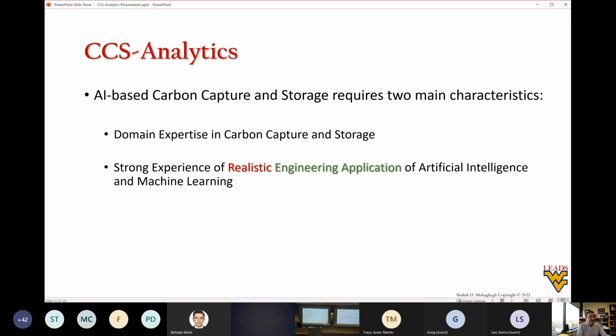To me, right now, the engineering application of AI in the petroleum engineering, unfortunately, is very poor. I have a whole complete presentation on this. If you're interested, I'll go into a lot of detail on that. But right now, I just want to let you know that it is incredibly important to have a realistic understanding and expertise in the engineering application of artificial intelligence and machine learning.